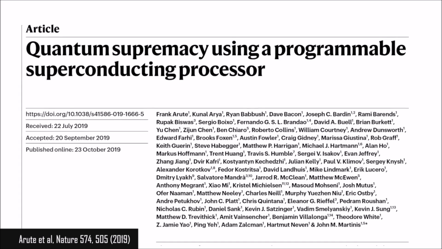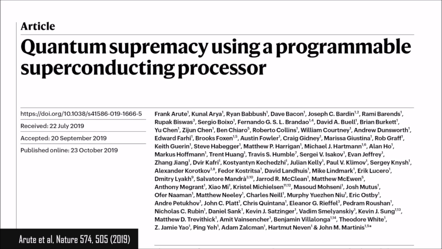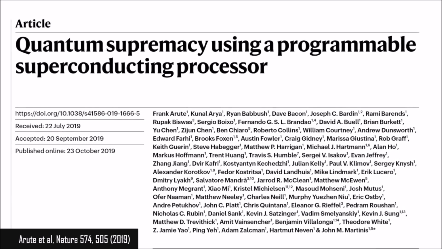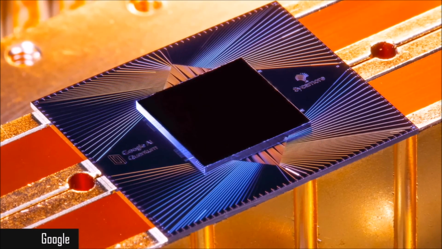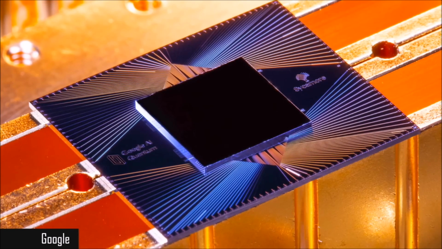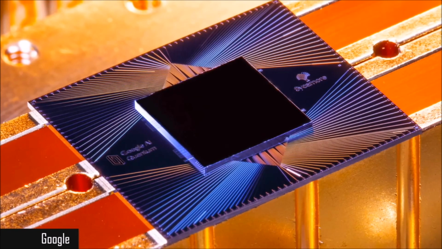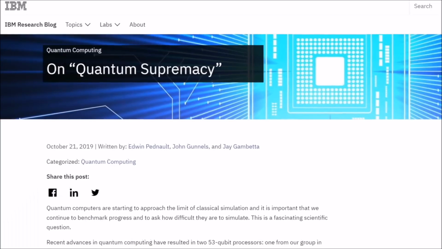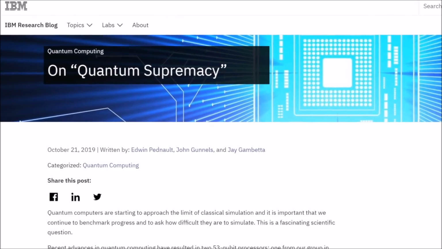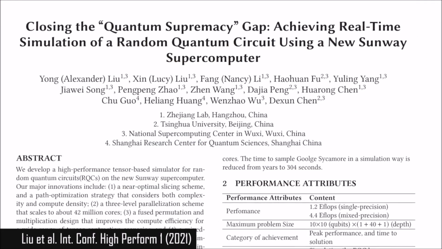The Chinese, she says, did it in 5 minutes or something. Google published its demonstration of quantum advantage in 2019. They used a 53-qubit quantum computer and claimed that they succeeded in 3.5 minutes with a calculation that would have taken 10,000 years on a conventional computer. The 10,000 years claim was swiftly questioned by IBM, and indeed it was later done by a Chinese group on a conventional computer in only 5 minutes.